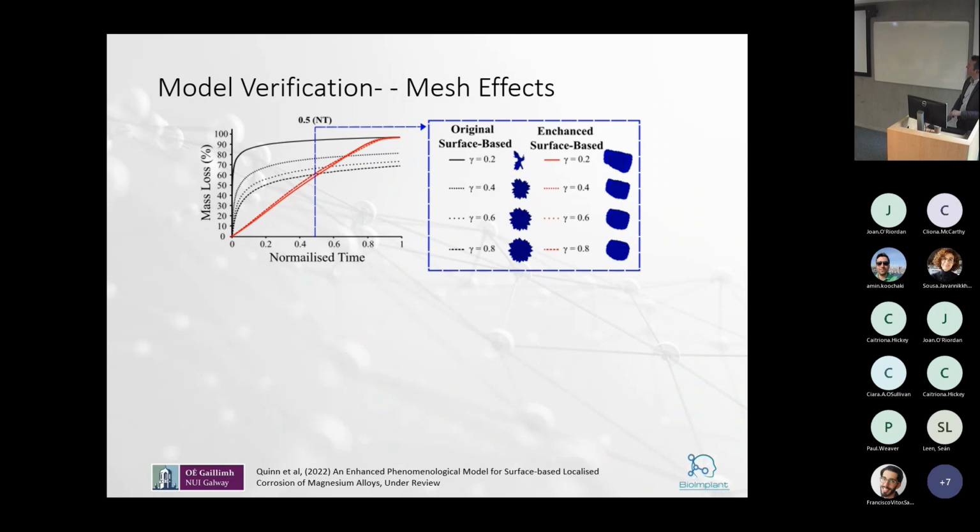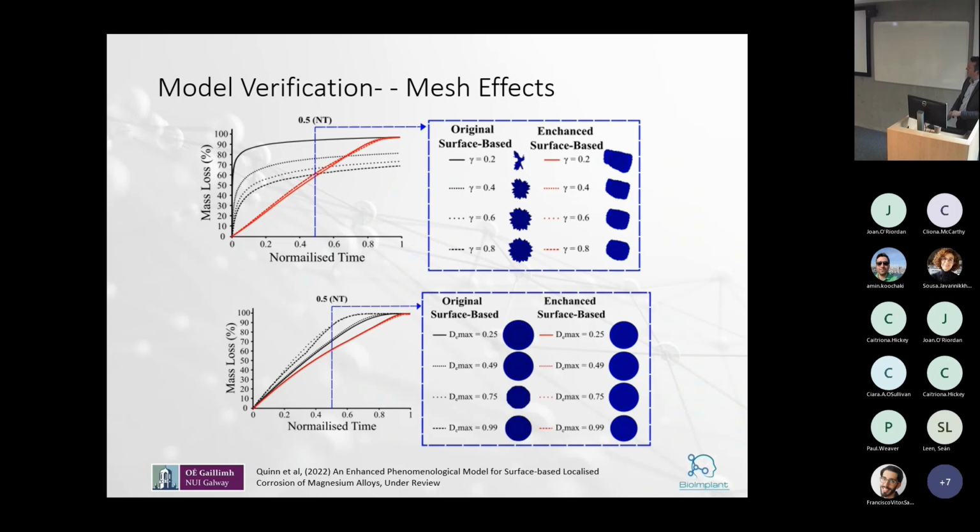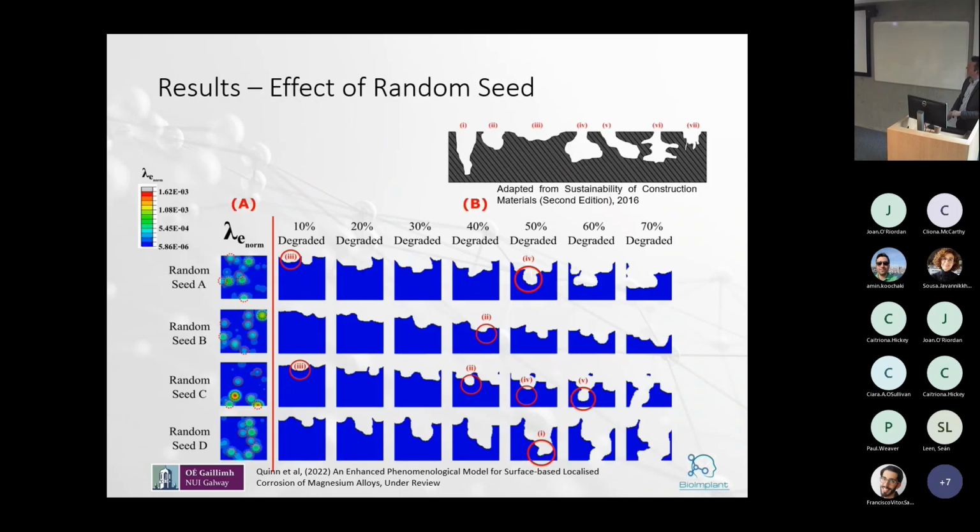Okay, so we went through that process for a number of different parameters. Depending on what parameters you pick for your Weibull, our corrosion model would predict the same rate of mass loss, which is important when you start to compare or start to design implants.